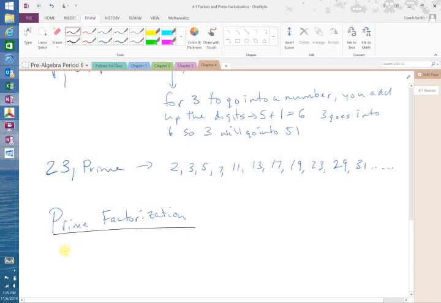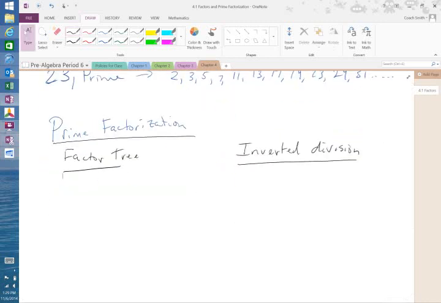Okay, prime factorization. You have factor tree, and you have inverted division. Remember that prime factorization is writing a number such as 120. Prime factorization is taking the number 120 and writing it as a product, a multiplication problem of its prime factors. Okay?